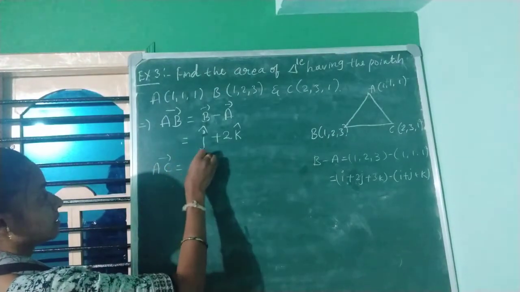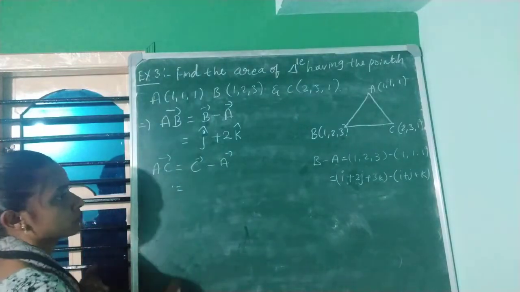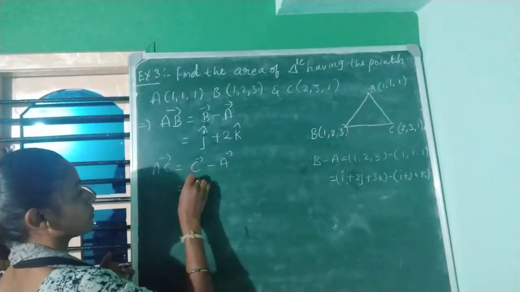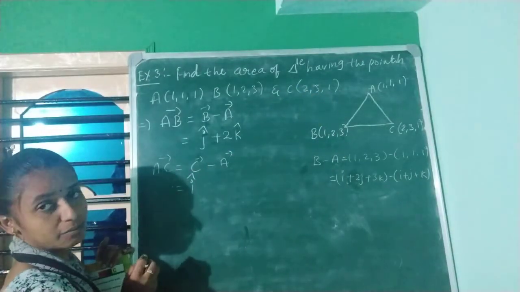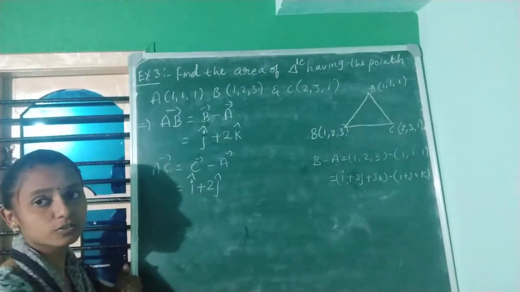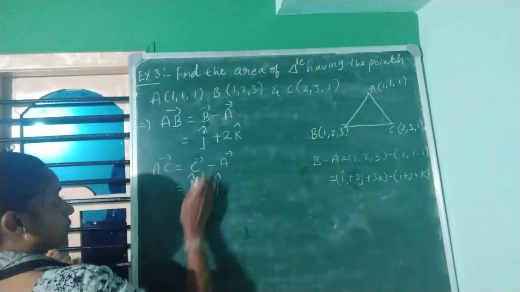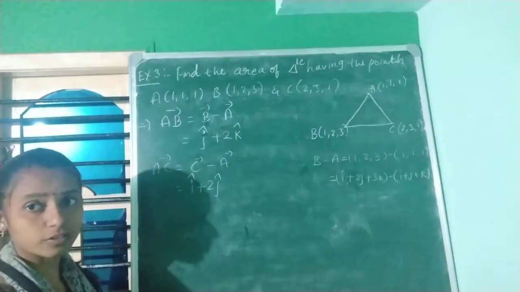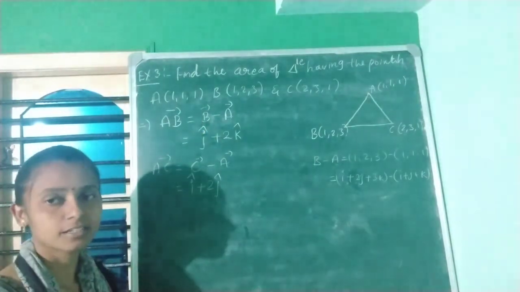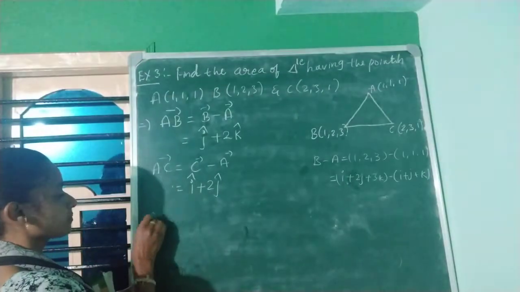AC is C minus A vector. Now C is 2, 3, 1. 2 minus 1 is 1i. Next, 3 minus 1 is 2j. Then 1 minus 1 is 0, there is no k component. So these two vectors include all the three vertices. Now with the help of these two vectors, you can find the area of a triangle. That is, we should go with the cross product now.